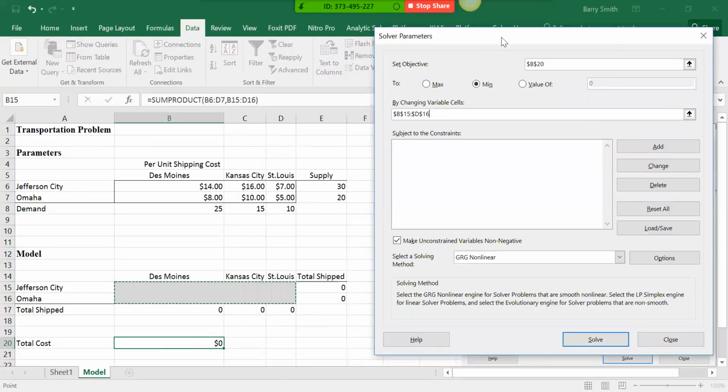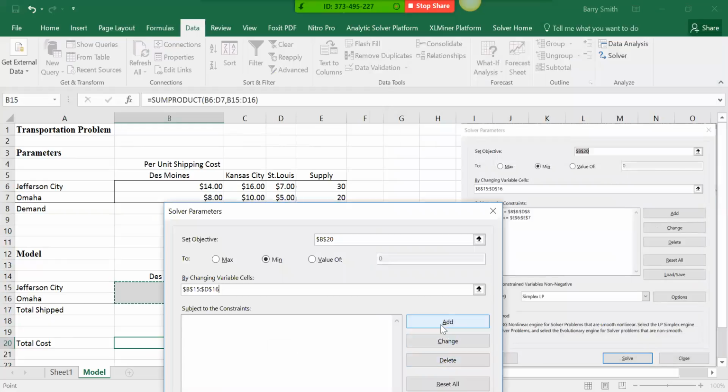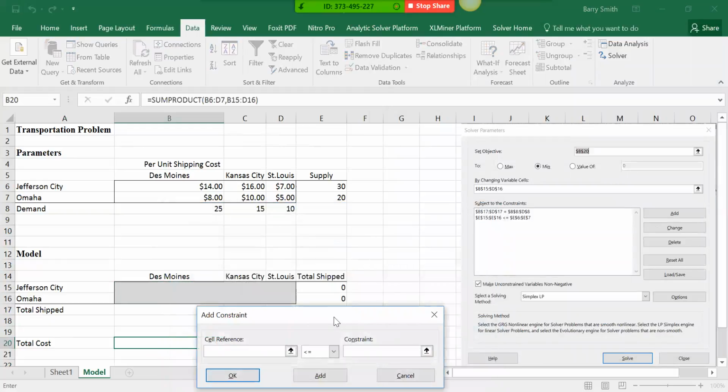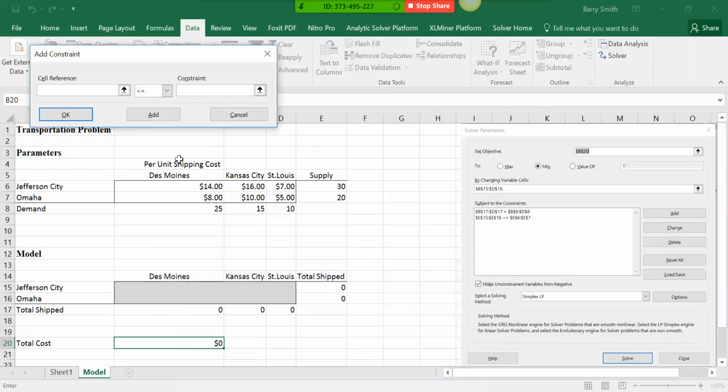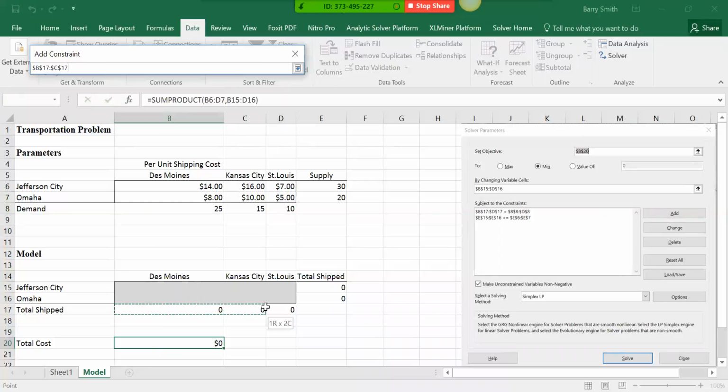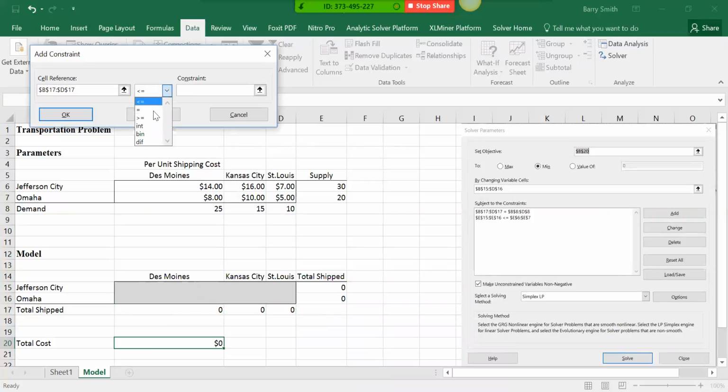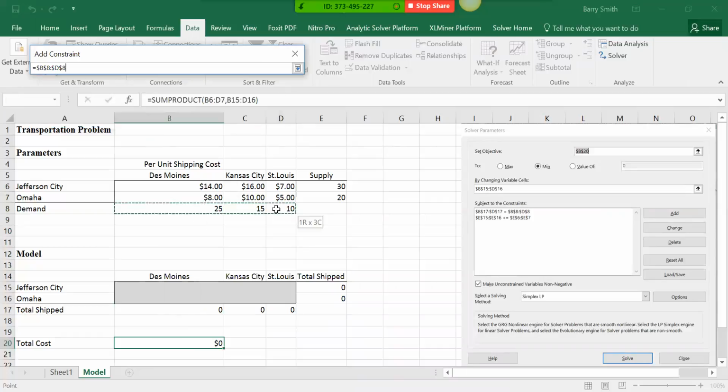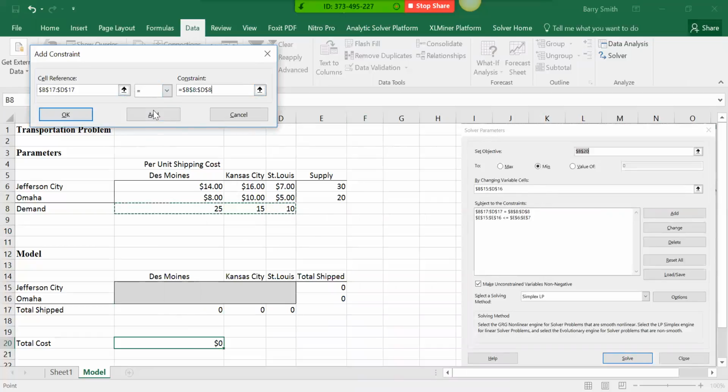All right, now what are our constraints? Let's just add the constraints. That way we get rid of all the extra stuff. We want to look at B17 to D17, the total shipped. That has to be equal to the demand. We don't want to ship more than the demand. So B17, that's going to be our reference, has to be equal to, and our constraint is this. So that's going to be our first one, so we can add that.